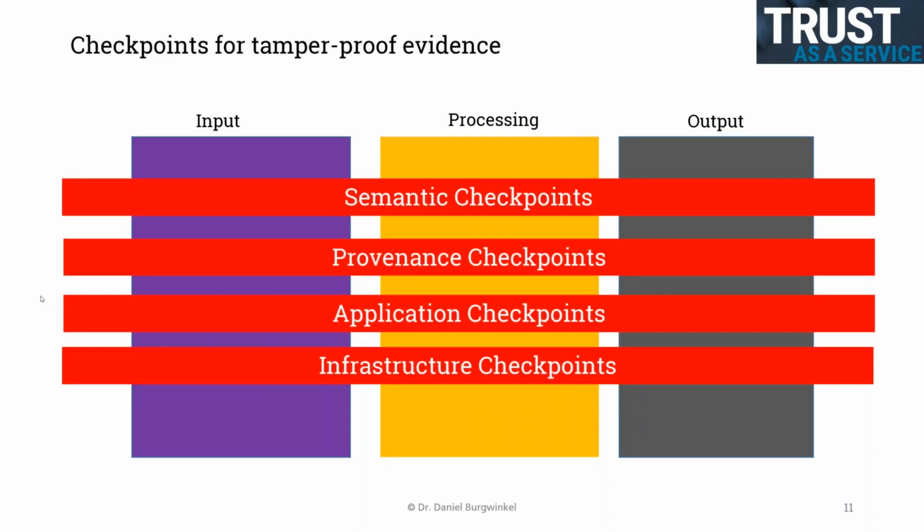And to look for digital evidence in this whole process, we propose 4 layers or 4 viewpoints for checkpoints. On the upper layer, it's checkpoints from the semantic view. The next layer would be the data provenance checkpoints, which are concerned with your application, and infrastructure checkpoints.